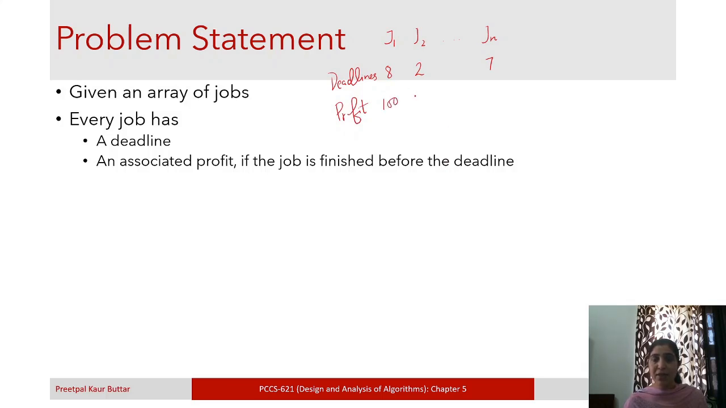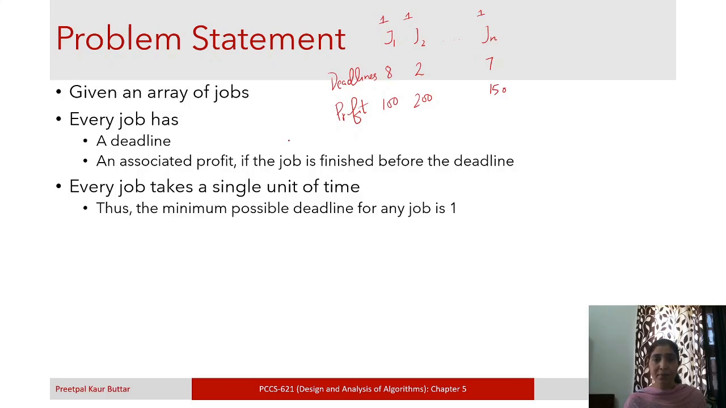Suppose 100, 200, 150. This is the profit. Job 1's profit, job 2's profit, and so on. For every job we have a profit. And here we take an assumption that each job takes a single unit of time. So a single unit of time is what each job requires to complete.